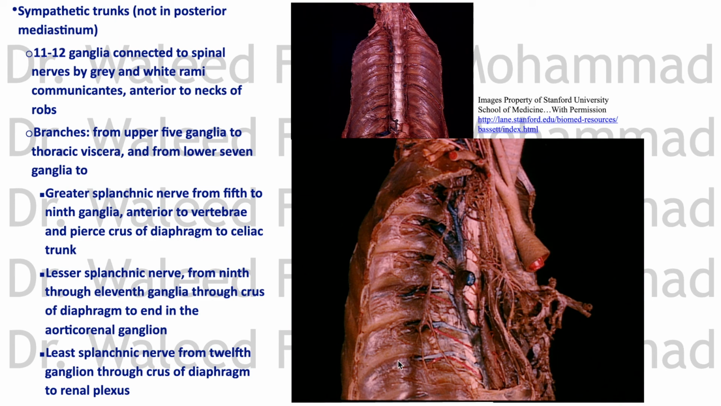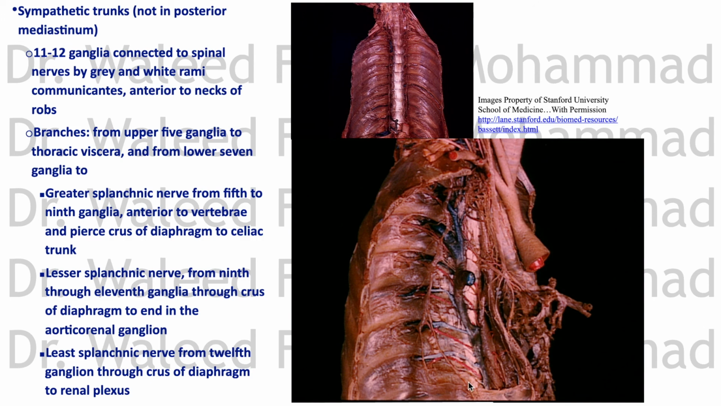Okay, it runs at the side of the vertebra, as I mentioned before. And from the lower ganglia, they give what's so-called splanchnic nerves. See, this is one of the splanchnic nerves. This is the greater splanchnic nerve. See how it crosses to the front of the vertebrae? Now it entered the posterior mediastinum.